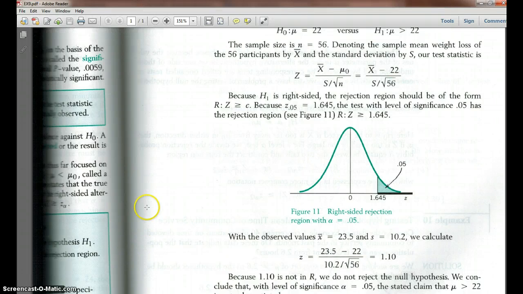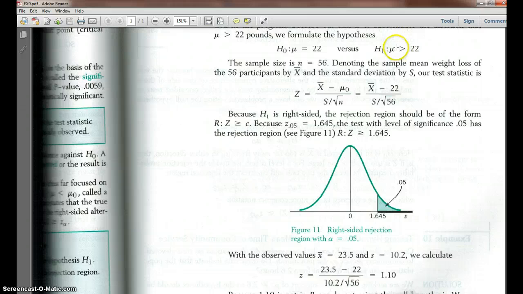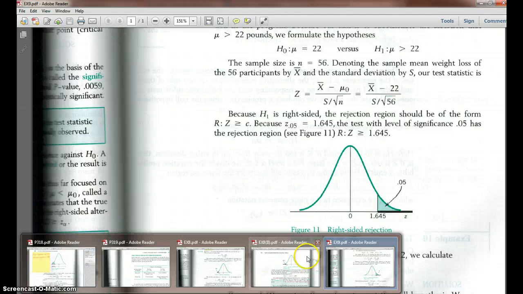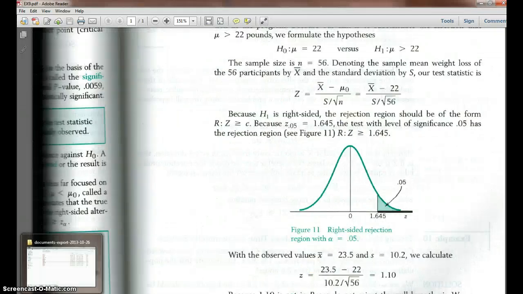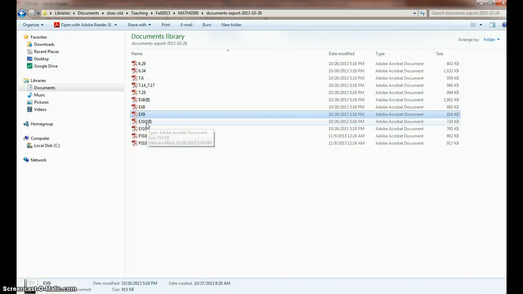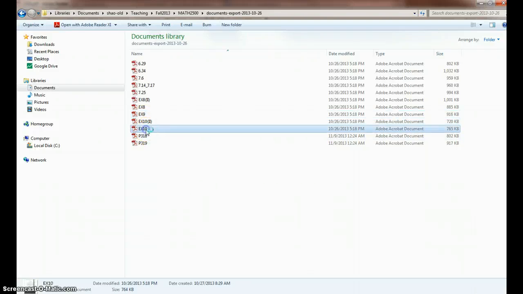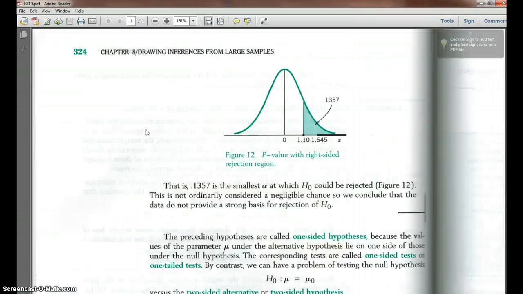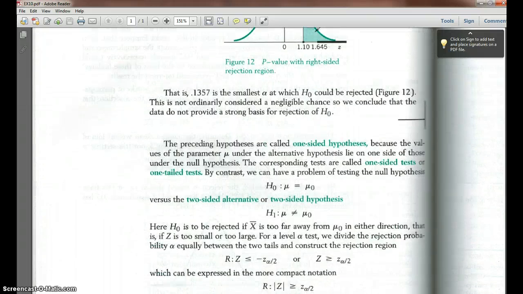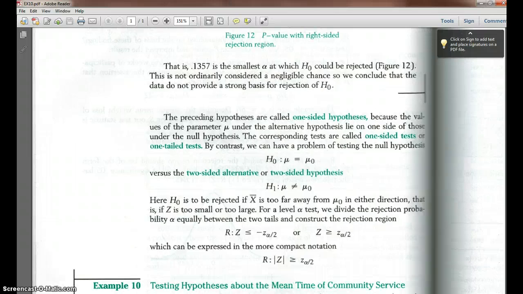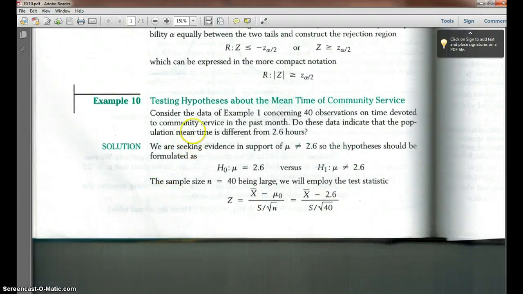Okay, so we have three cases. One is mu is less than a number. This case, mu is greater than a number. And next, we're going to look at a case where mu is not equal to a number, which means either greater than or less than. So we can look at this example here.